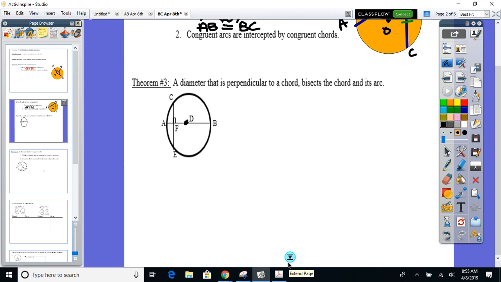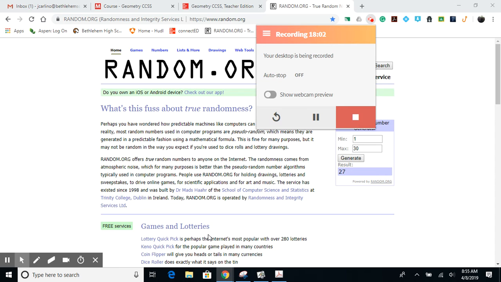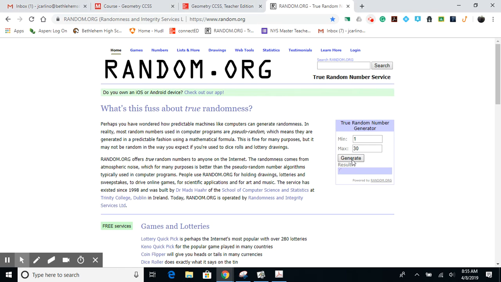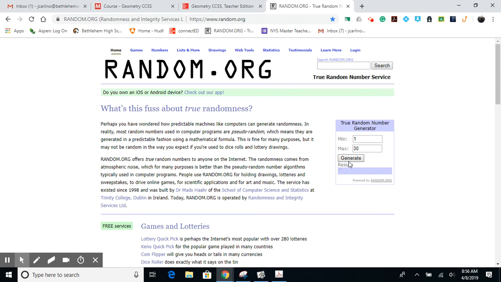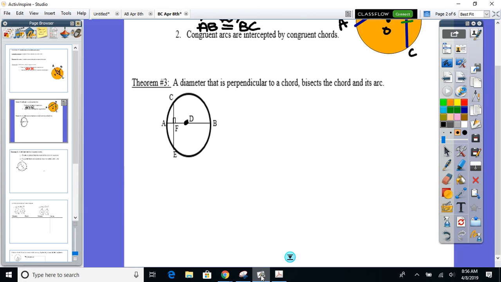What is ADB up here? Name it. What is ADB, that segment in the circle? It is a diameter. Somebody tell me what CFE is in the circle. It's a chord. I have a diameter and a chord.